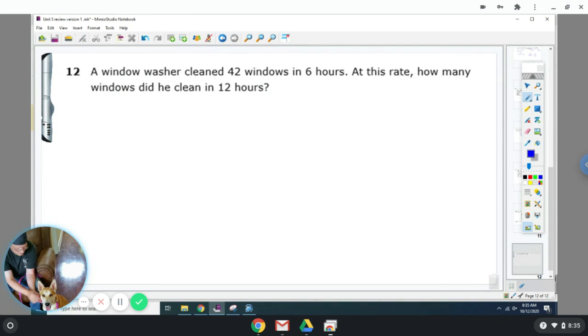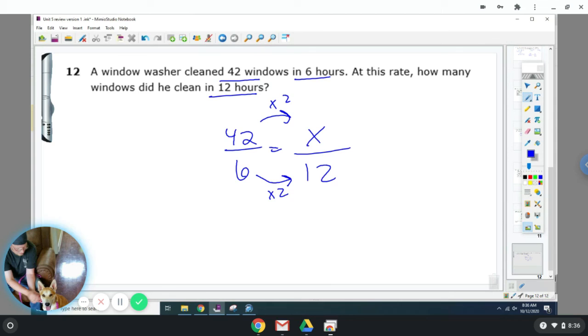Okay, number 12. A window washer cleaned 42 windows in 6 hours. At this rate, how many windows will he clean in 12 hours? So his first rate is 42 windows for 6 hours. He's going to increase it to 12 hours. A lot of you can already tell that they did 6 times 2 to get to 12. We can do our cross multiplication, or we can do the simple way of doing 6 times 2 is 12. So what you do to the bottom, you do to the top. So 42 times 2 is 84. So he can clean 84 windows.